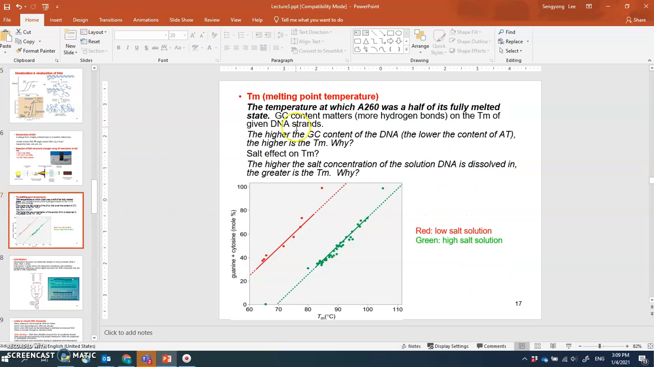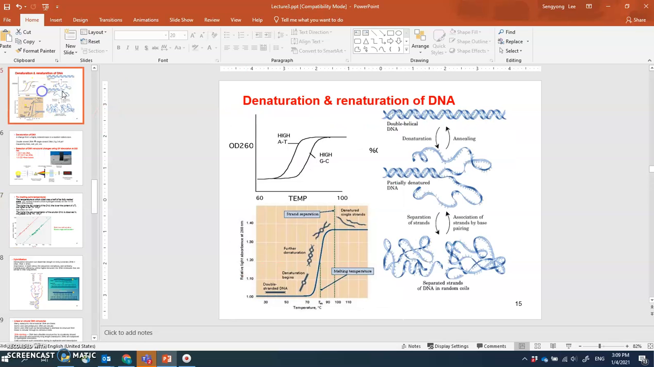So here's the definition of the Tm. At the melting point temperature, about 50% of your DNA will become melted, just as a single strand. So we're talking about about 50% of DNA as single-stranded and the other 50% as double-stranded. The temperature that makes this is the melting temperature.